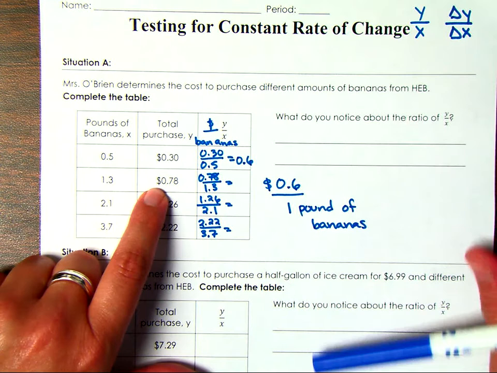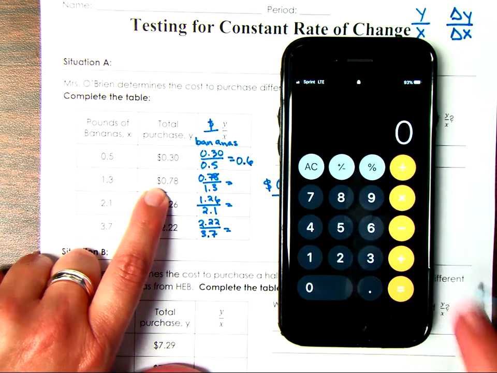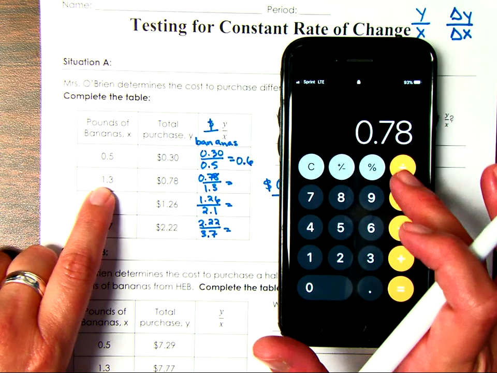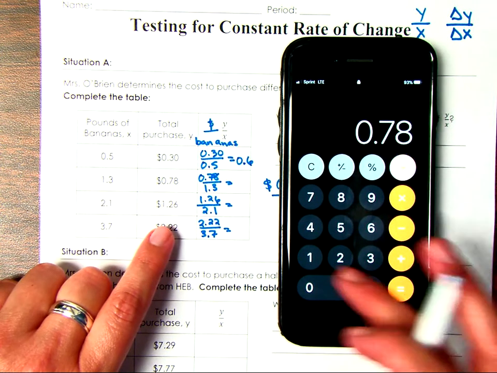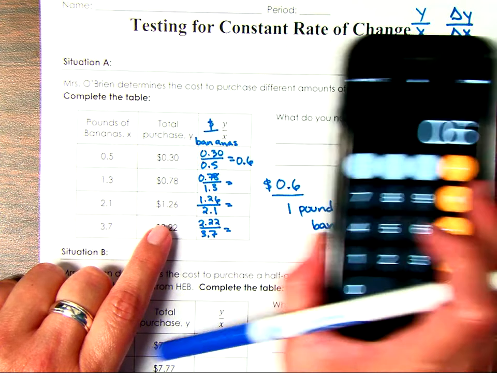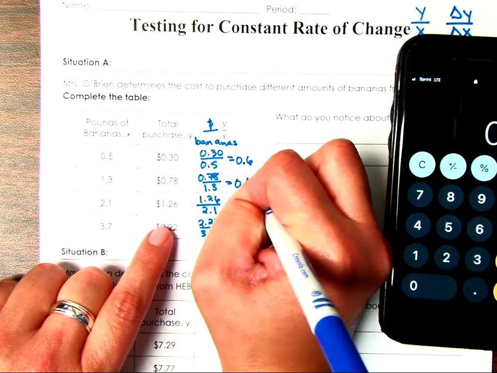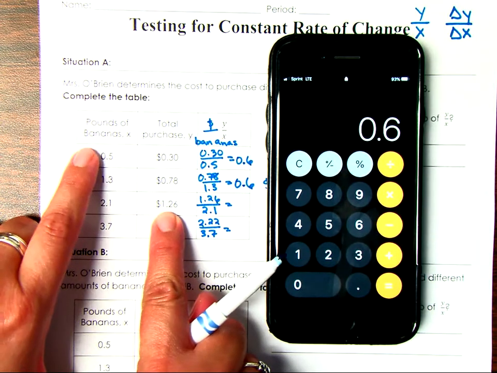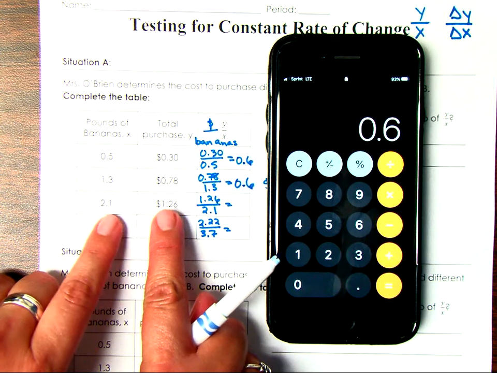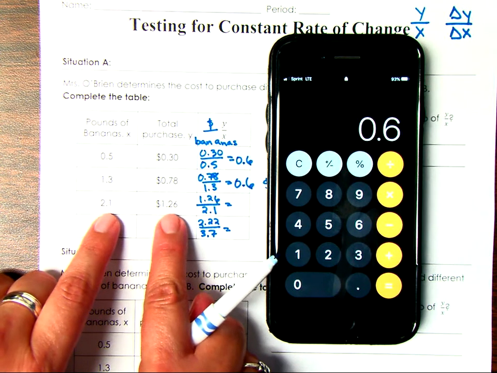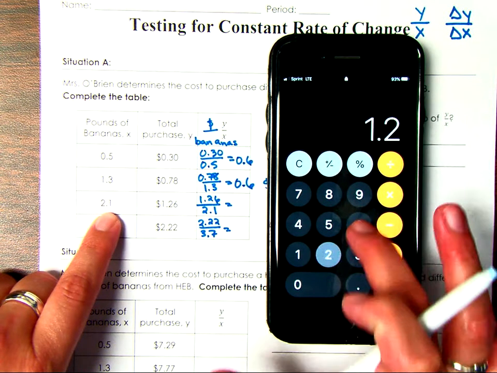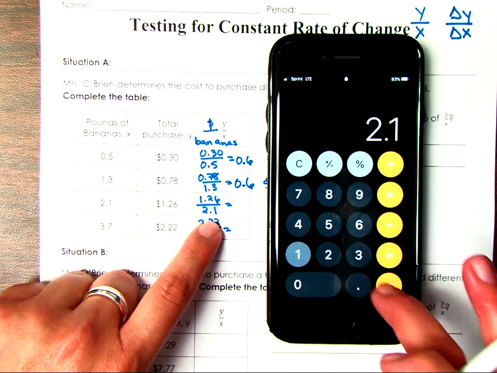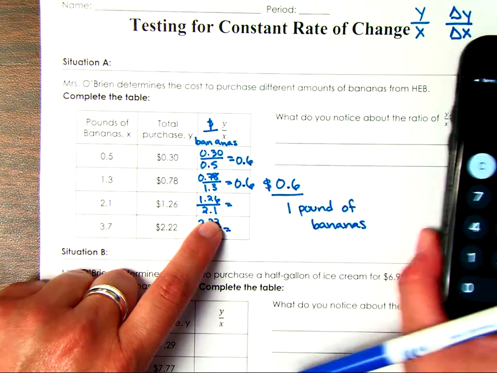So let's see how much it is when I pay 78 cents. So 78 cents for 1 3/10. If I do my y over my x, I also get 6 tenths. We're not going to do this y over this x. It has to be over the x that it's working with that y. So now if I have 1 26 hundredths, when x is 2 1/10, we also get 6 tenths.